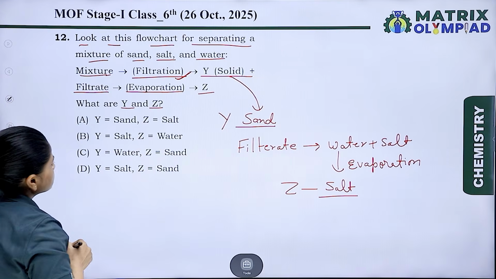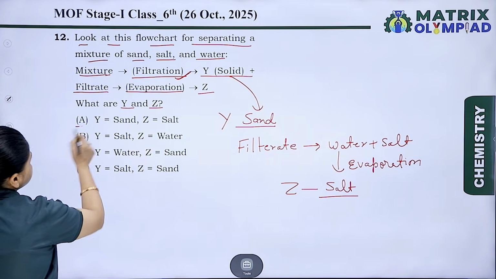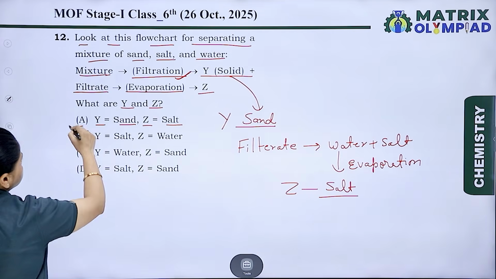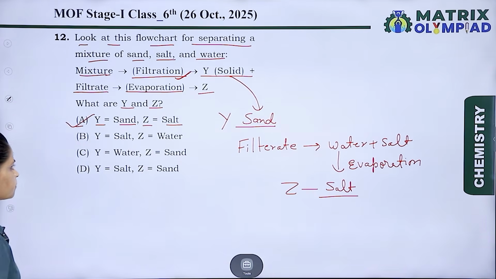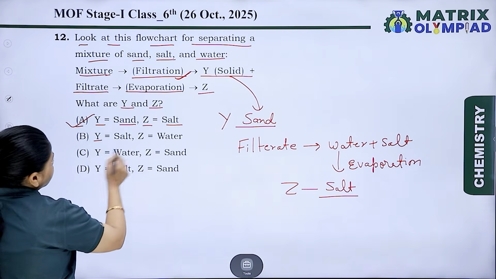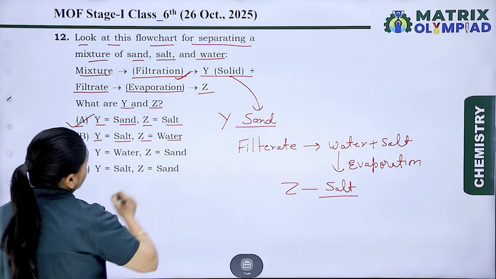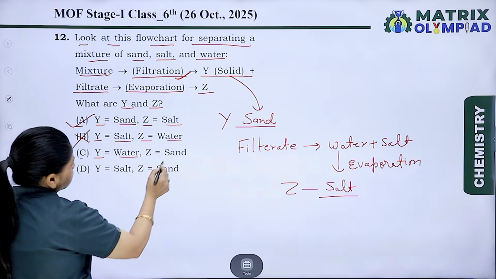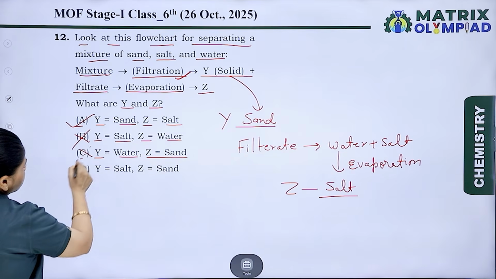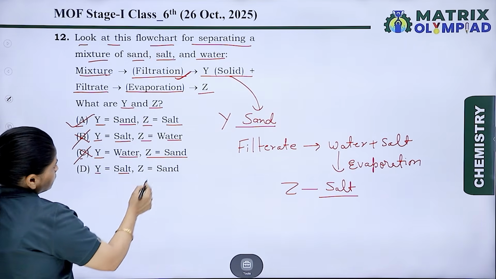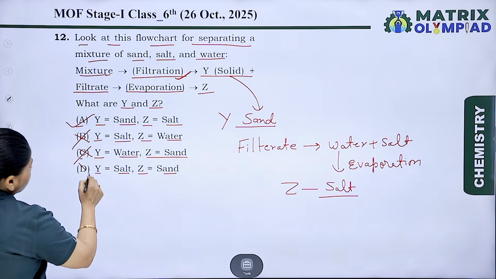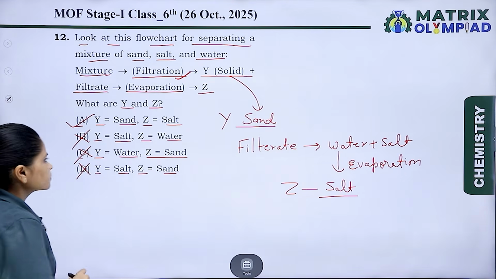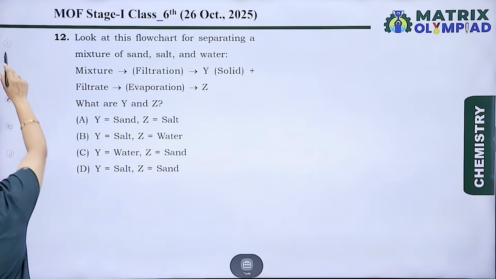Let's discuss the options. Option A, Y is sand, Z is salt. Yes, this is true. This is the correct option. B, Y is salt, Z is water. No, it is wrong. C, Y is water, Z is sand. No, it is wrong. D, Y is salt and Z is sand. No, it is again wrong. So the correct option is A. Let's discuss the next question.